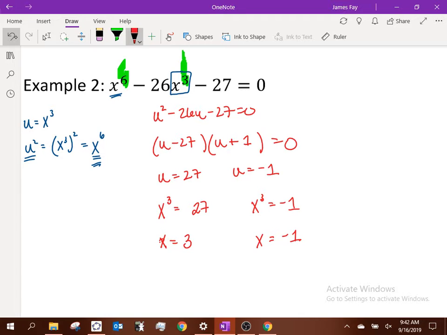Negative 1. So when you have an odd root, you can take the odd root of negative 1. And that's because of the multiplicity of an odd number of negatives gives you a negative, right? And those are my two solutions then. Okay? If we went back and we plugged things in, we would get it.